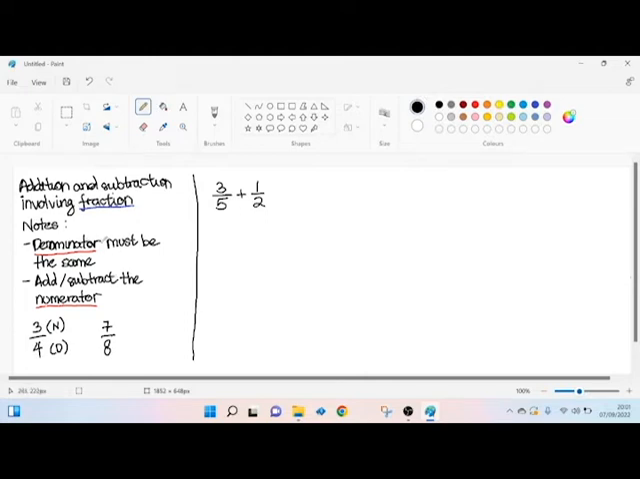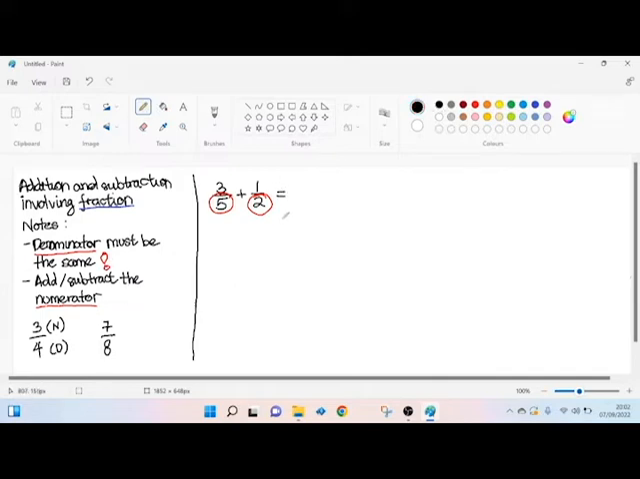Okay, denominator, the number at the bottom of each fraction. So we identify first the denominator for each fraction. The first one, the denominator is 5. The second one is 2. Are they the same? Of course it's not. 5 and 2 are totally different numbers. We need to make them the same, right?